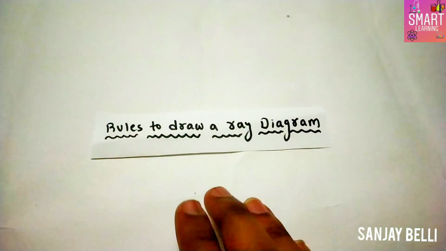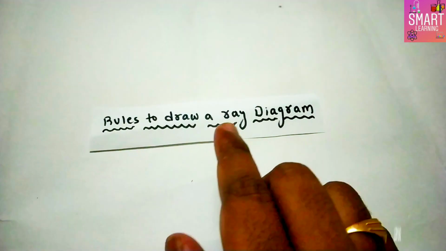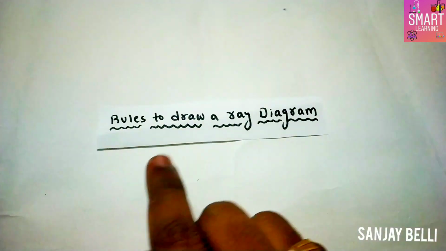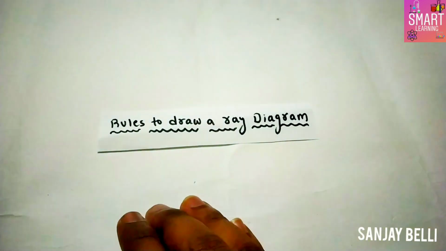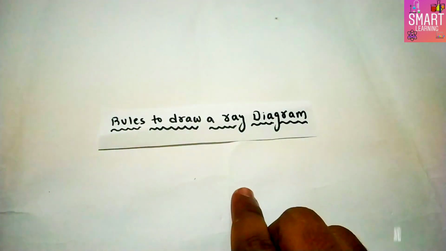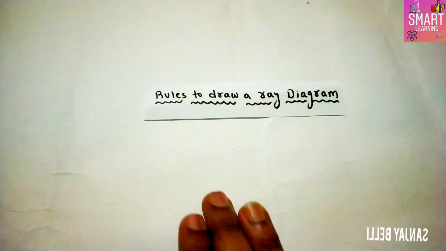Hello friends, today we are discussing rules to draw a ray diagram for both concave and convex mirror. So we have four rules to draw a ray diagram. We will observe them for both concave and convex mirror. Now let me see what is your first rule.